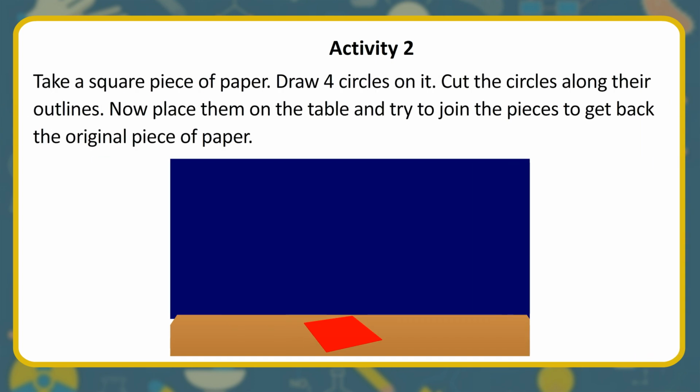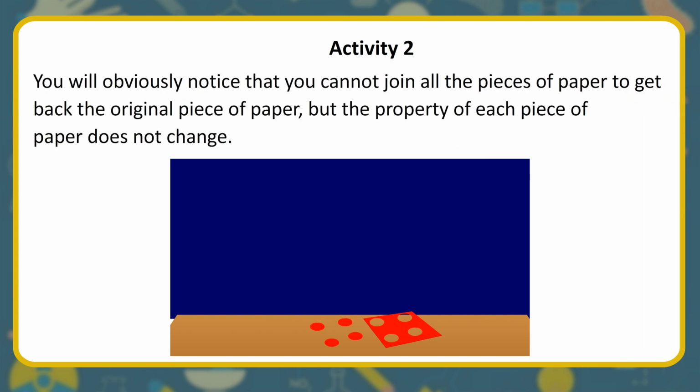Activity: Take a square piece of paper. Draw 4 circles on it. Cut the circles along their outlines. Now place them on the table and try to join the pieces to get back the original piece of paper. You will obviously notice that you cannot join all the pieces of paper to get back the original piece of paper, but the property of each piece of paper does not change.